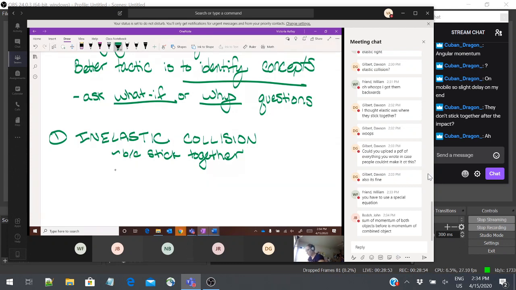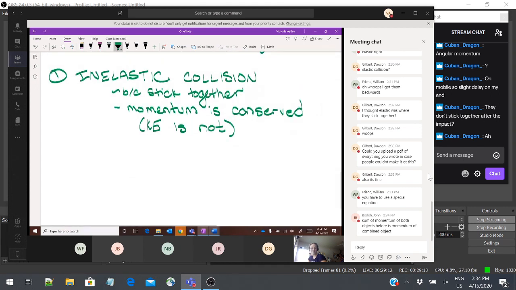So John has pointed out, we know that momentum is conserved. So we know it's a momentum question, and because it's a collision, we know that momentum is conserved. We know that kinetic energy is not, right? So then we think, okay, momentum is conserved. That means the sum of the momentum before is equal to the sum of the momenta after. So P initial 1 plus P initial 2 equals, and these are vectors, P final 1 plus P final 2.